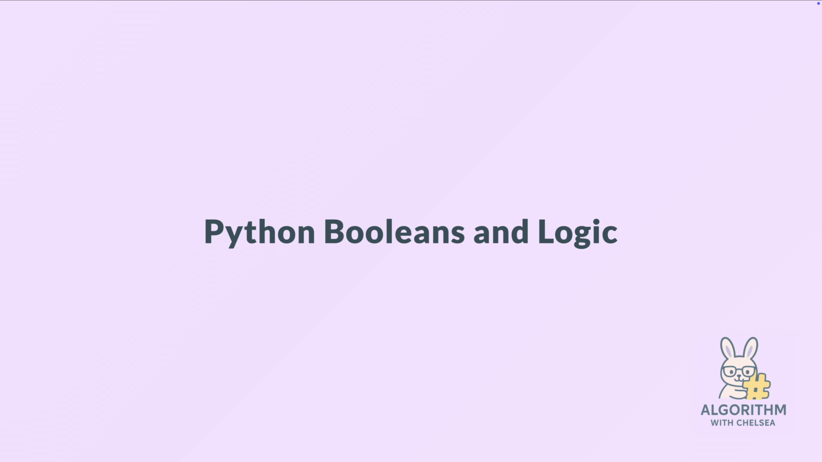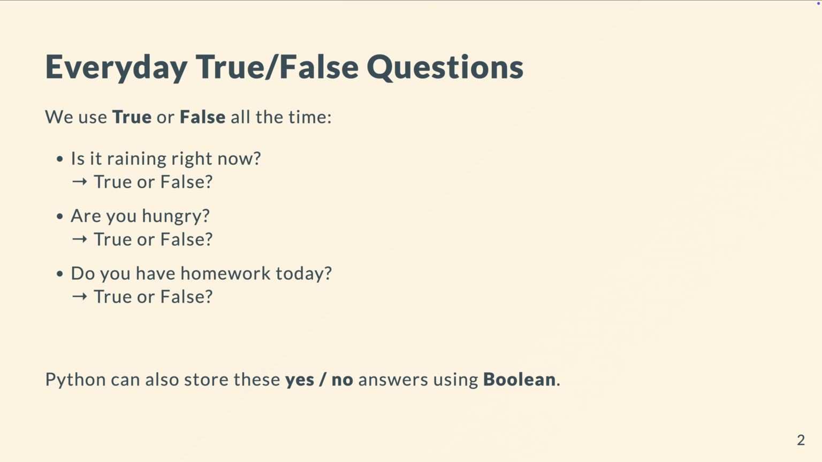Let's begin. In real life, we answer yes or no questions all the time. Is it raining right now? That can be true or false. Are you hungry? That can be true or false. Do you have homework today? That can be true or false. Python can store these yes or no answers using something called a Boolean.